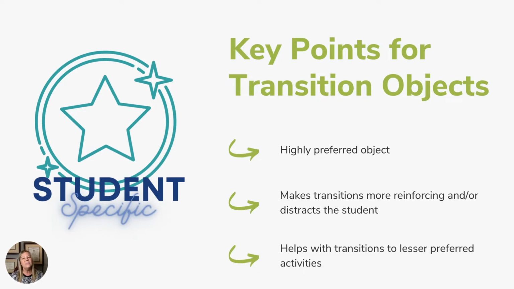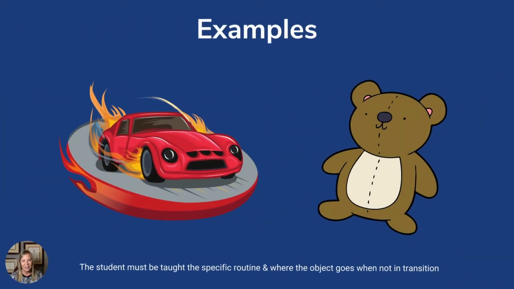Using a transition object can make transitioning more reinforcing and even distract the student from the next less reinforcing task. This strategy is most useful for students that struggle transitioning from one activity to another, especially going from a more preferred to a lesser preferred activity. When using a transition object, the student must be taught a specific routine and then where the object is placed at the end of the transition.